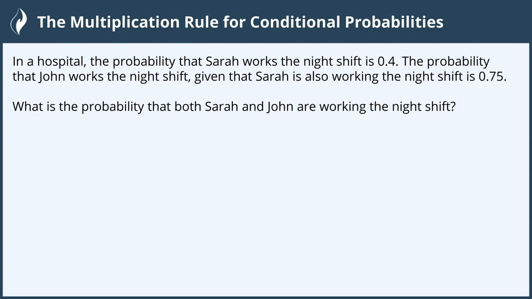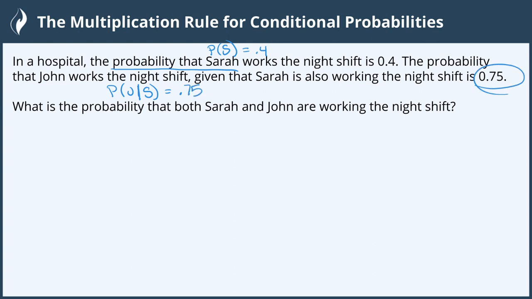The first thing we can look at is the probability that Sarah works. Let's call this the probability of Sarah, so we'll do P of S. And we were given that this is 0.4. The second part is the probability that John works. So we're looking for the probability of John working, given, so we have our line, that Sarah is also working. And this was given to us as 0.75.